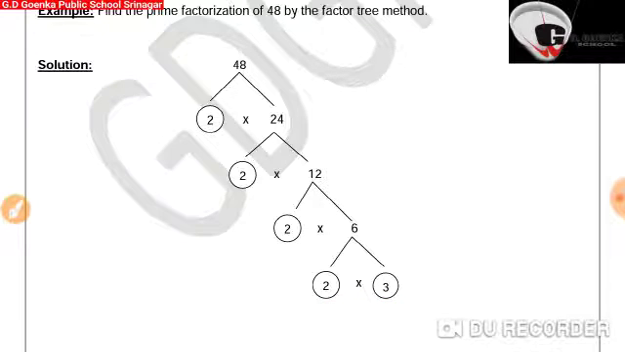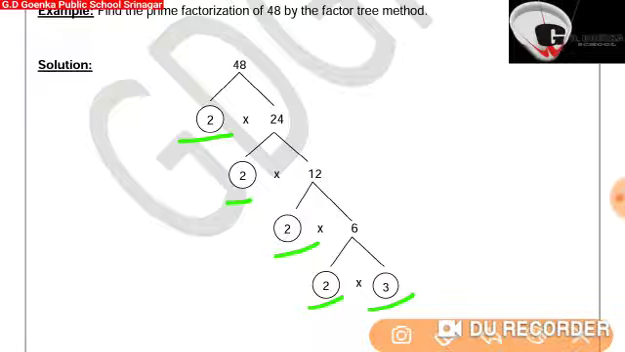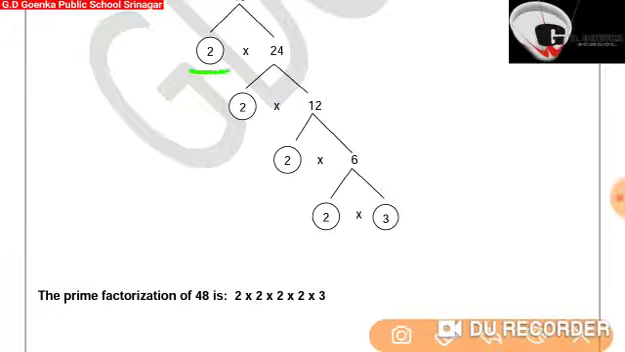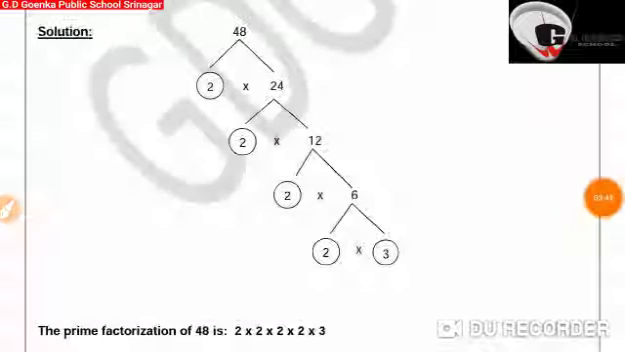Therefore, we can say that the prime factorization of 48 consists of all the numbers that have been encircled, which are the prime numbers. Therefore, the prime factorization of 48 is 2 times 2 times 2 times 2 times 3. So, a prime factorization is written as the product of its factors, and all the factors are prime numbers. So this is how the prime factorization of a number is done using the factor tree method.